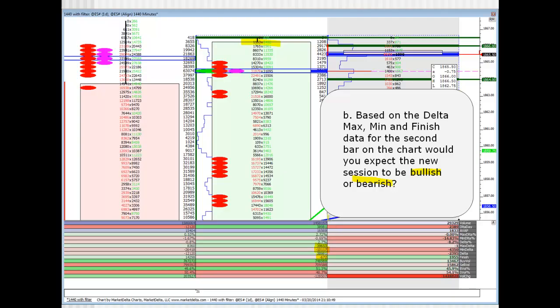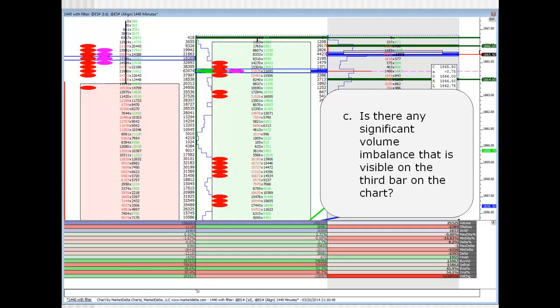That is the usefulness of the max, min, and the delta finish. It helps us to get an idea about sentiment and market bias once a session is complete. The expectation would be that we should see prices continue to rise in the following session. All right, let's continue on here.